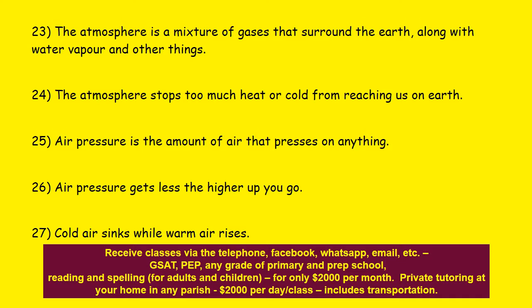Okay, let me read this one more time and then we'll go on to the next screen. So the atmosphere is a mixture of gases that surround the earth, along with water vapor and other things. The atmosphere stops too much heat or cold from reaching us on earth. Air pressure is the amount of air that presses on anything. Air pressure gets less the higher up you go. Cold air sinks while warm air rises.